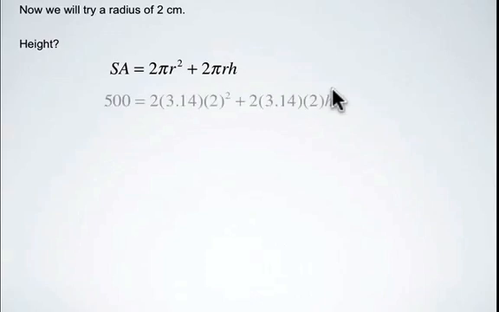So with a radius of 2 centimeters, we have our surface area formula of 2 pi r squared plus 2 pi r h, and we're going to substitute in the values that we know. We know that the surface area is fixed at 500. We're going to substitute in pi as 3.14 and our radius of 2. Second part of the equation, we have pi again, so we're going to plug in 3.14, the radius of 2, and we've got our h, our height, which is unknown.